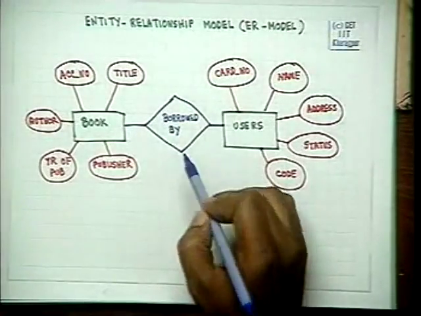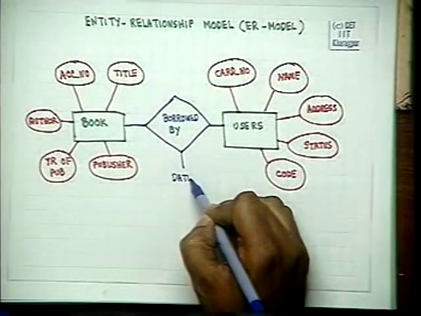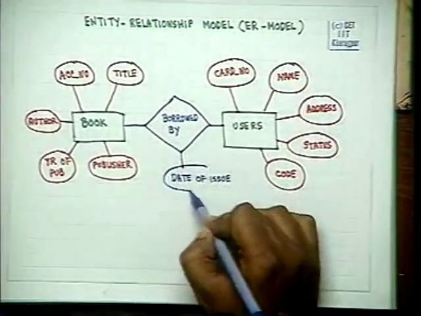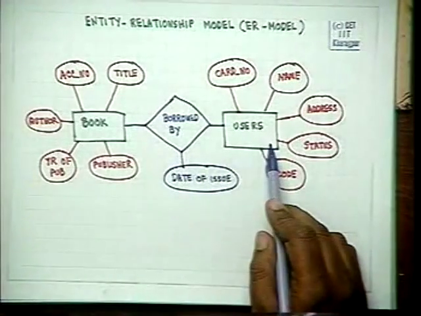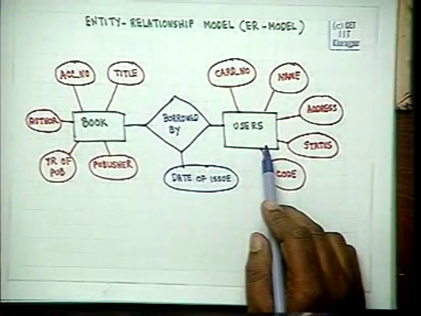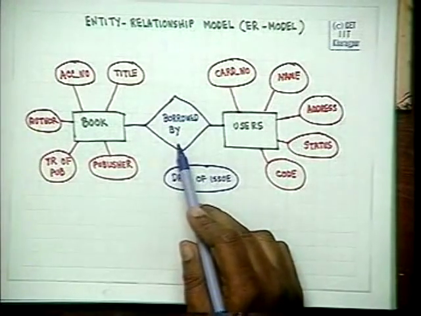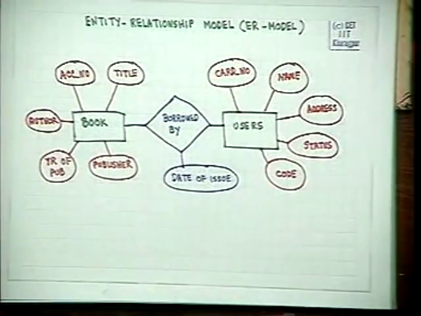And even these can have attributes. For example, a date of issue can be an attribute. This attribute is neither an attribute of a book, nor the attribute of a user, because a user may issue more than one book. Therefore, date of issue is an attribute of the relationship between book and users. Therefore, in an ER model, you use the logical ideas of entities and relationships and the attributes of entities and relationships, and you model this in.